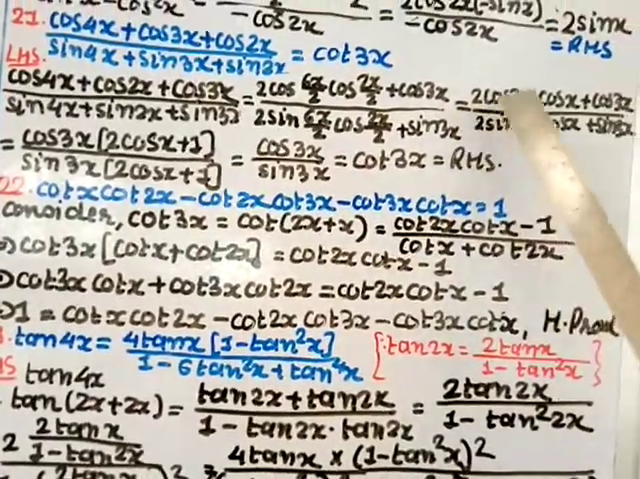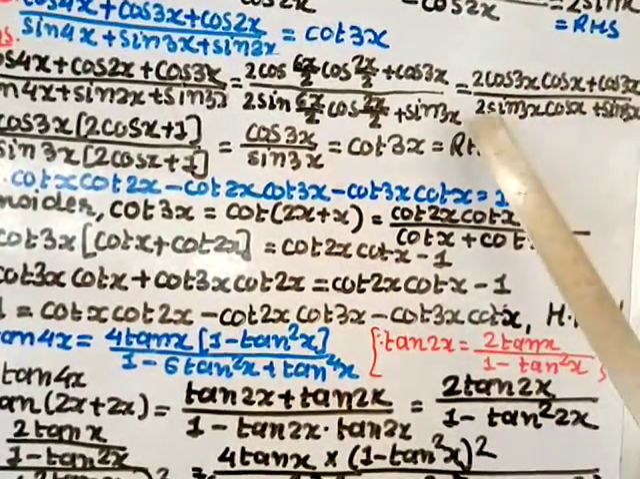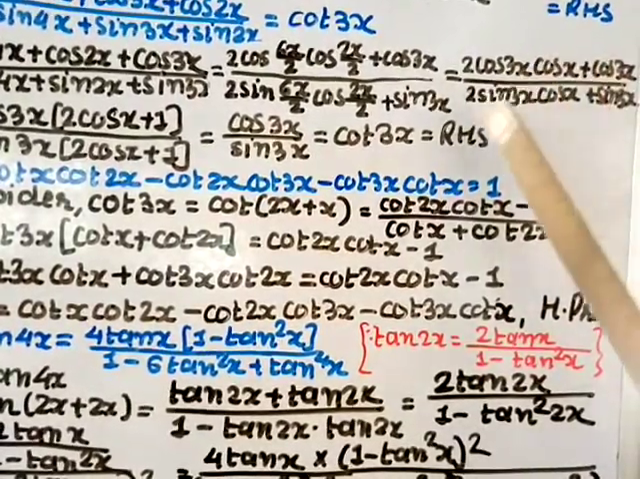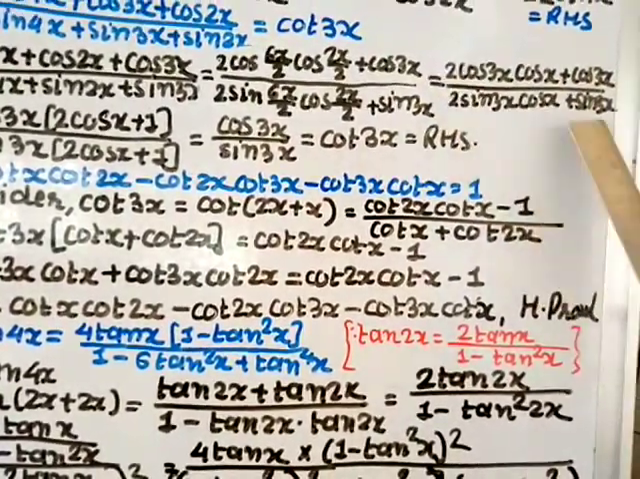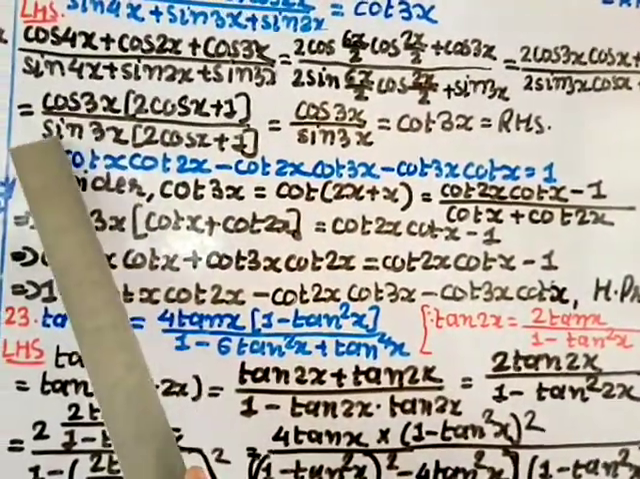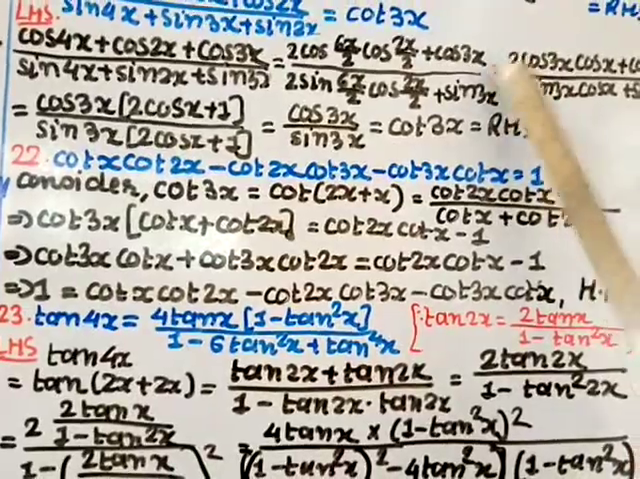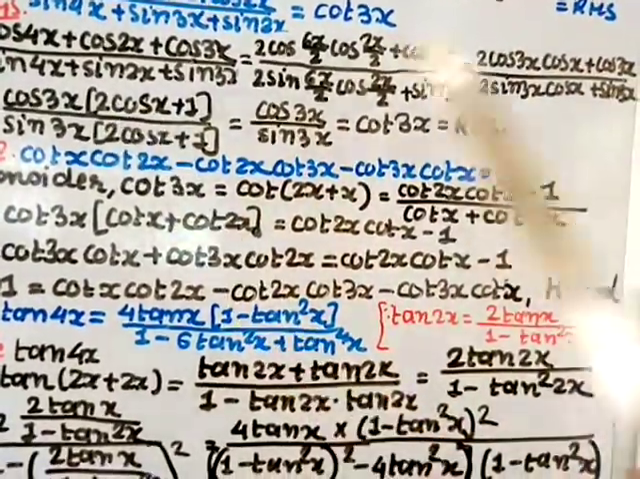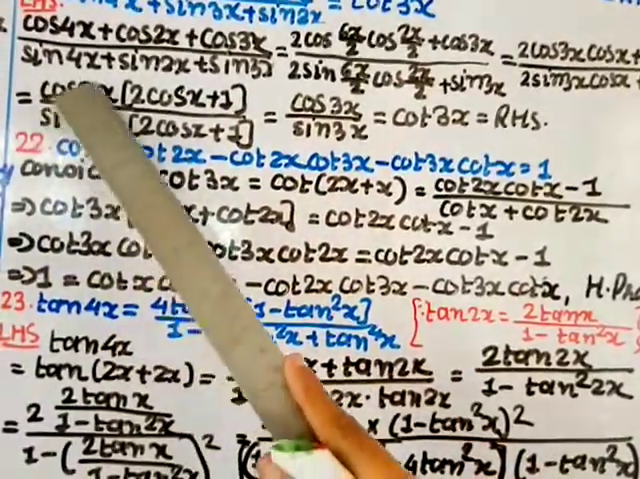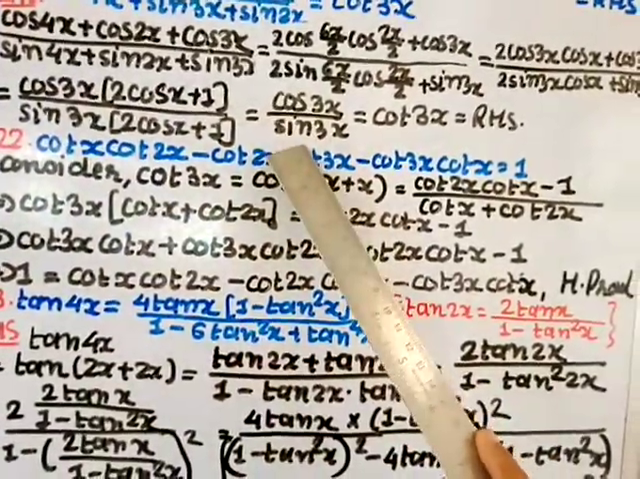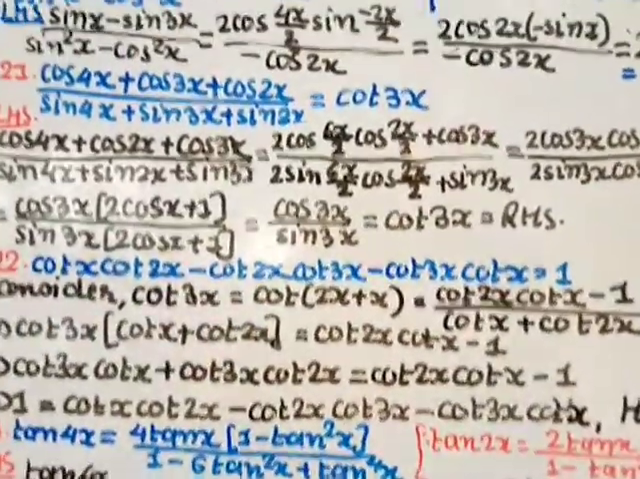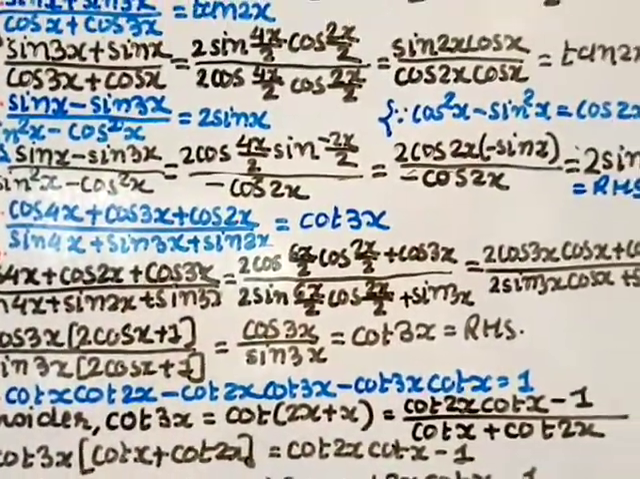So you get here 2 cos 3x cos x plus cos 3x divided by 2 sin 3x cos x plus sin 3x. Cos 3x can be taken common from the numerator, and from the denominator sin 3x. I have taken here cos 3x by sin 3x, and here remains 2 cos x plus 1, and in the denominator 2 cos x plus 1. Cut these two because they are similar, so it remains cos 3x by sin 3x. This is nothing but cot 3x, equal to the right hand side. So that is the proof for question number 21.